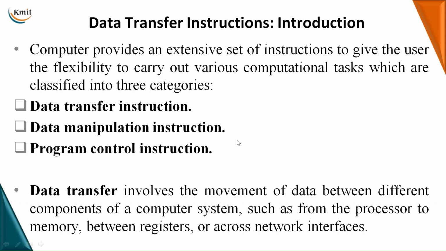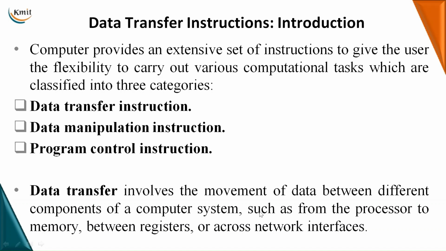So, data transfer instructions. What do we mean by data transfer? Data transfer involves the movement of data between the different components of a computer system. Suppose you want to move data from memory to the registers, or from registers to the input output devices. Whatever it is, we need to transfer the data from one part of the system to another. That is done by means of data transfer instructions.